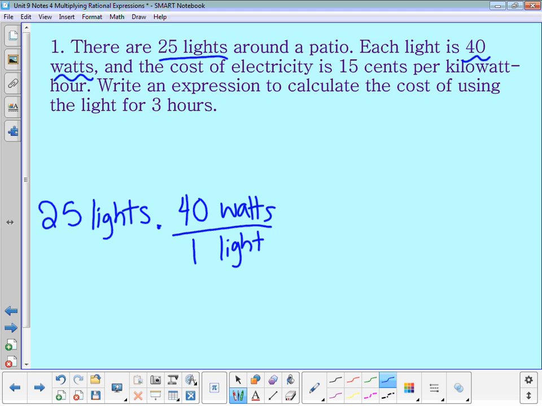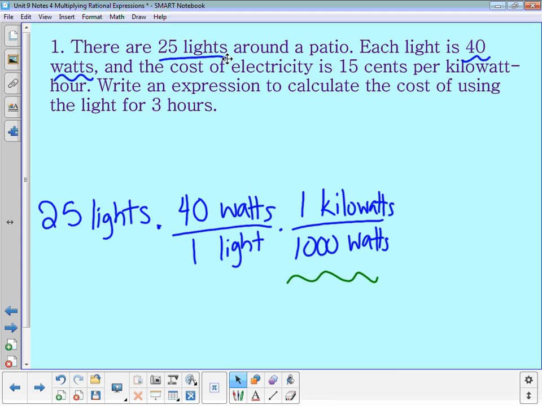The next thing I know is that for every 1 kilowatt, it is going to be 1,000 watts. Well, how did I get that? Okay, let's look at this. Kilo means 1,000, so that means a kilowatt is 1,000 watts. So what I just did was to help me change my label. I noticed that later it tells us it's 15 cents per kilowatt. So I don't want to know how many watts there are. I want to know how many kilowatts there are. So that's why I'm dividing everything by 1,000.